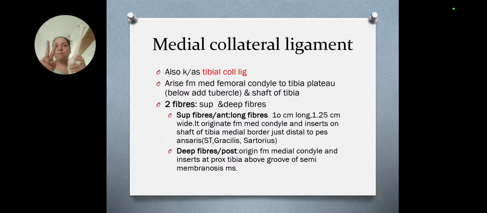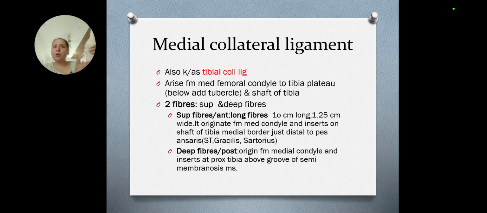Fine. So it has got 2 fibers, the superficial fibers and the deep fibers. The anterior fibers are superficial and long, and the deep fibers are posterior. The anterior fibers are 10 centimeters long and 1.25 centimeters wide, and they originate from the medial condyle and insert into the shaft of the tibia.